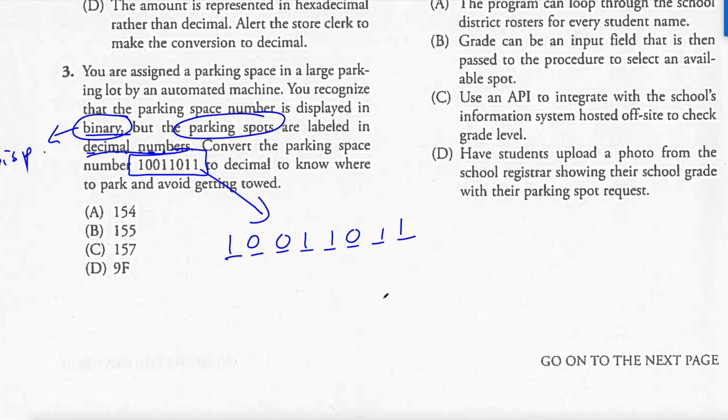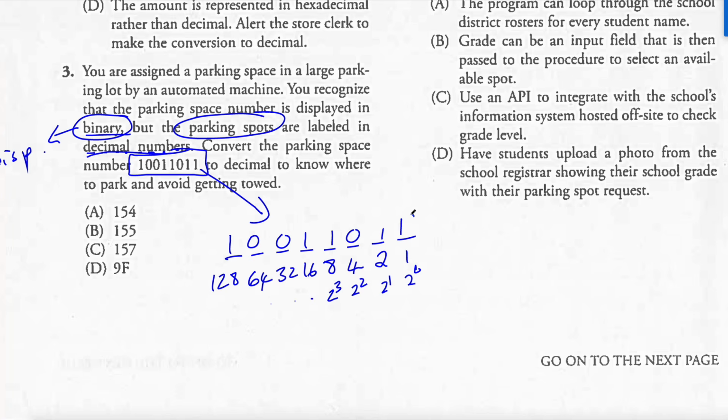But they have a place value. This one is worth 1. This one is worth 2. This one is worth 4. And they kind of double. And these numbers come from this being worth 2 to the 0 power, this being worth 2 to the first, 2 to the second, 2 to the third, and so on.